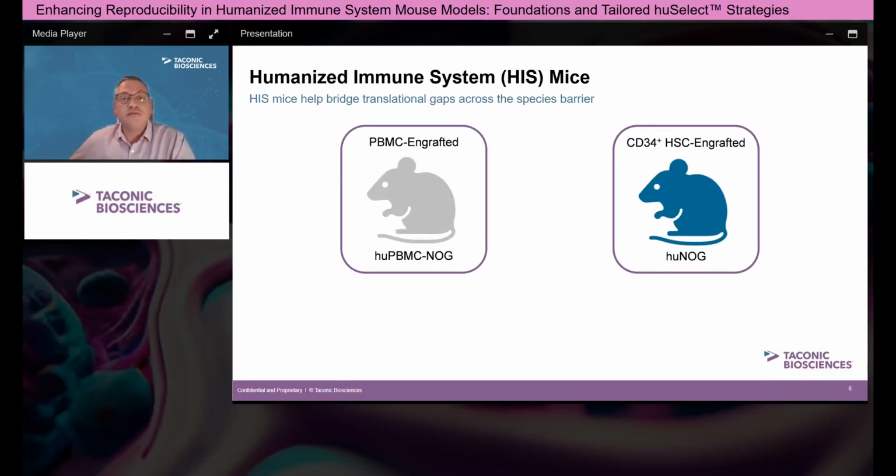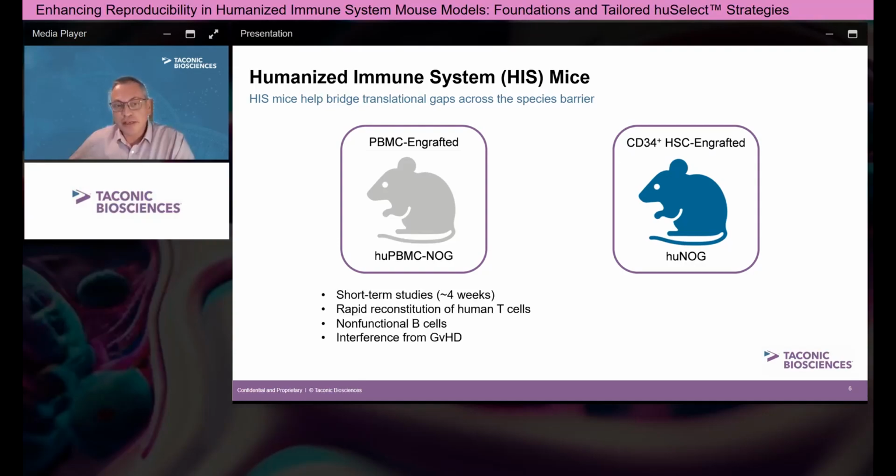At Taconic, the two basic ways, and these are used across the world, are either to engraft these animals with peripheral blood mononuclear cells or with CD34 positive hematopoietic stem cells. At Taconic, we call these huPBMC NOGs versus huNOGs. And this is what I consider the base strain of two different types of humanized immune system mice. PBMC mice are used primarily for short-term studies.